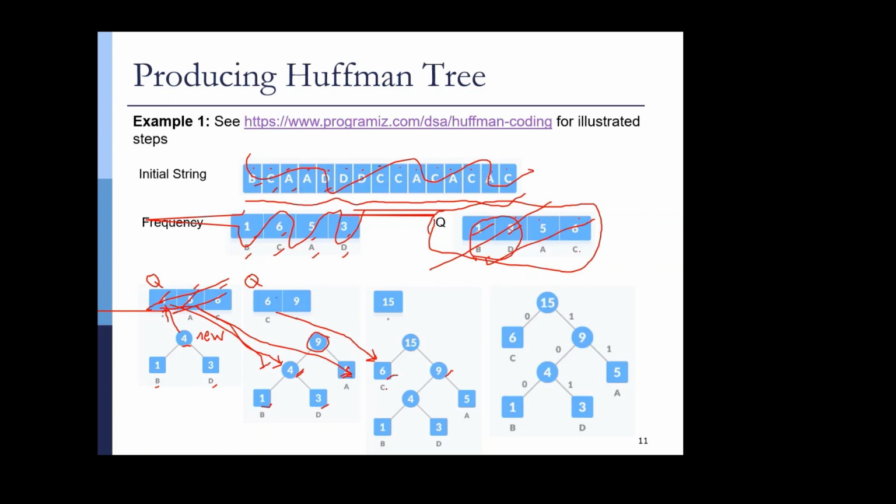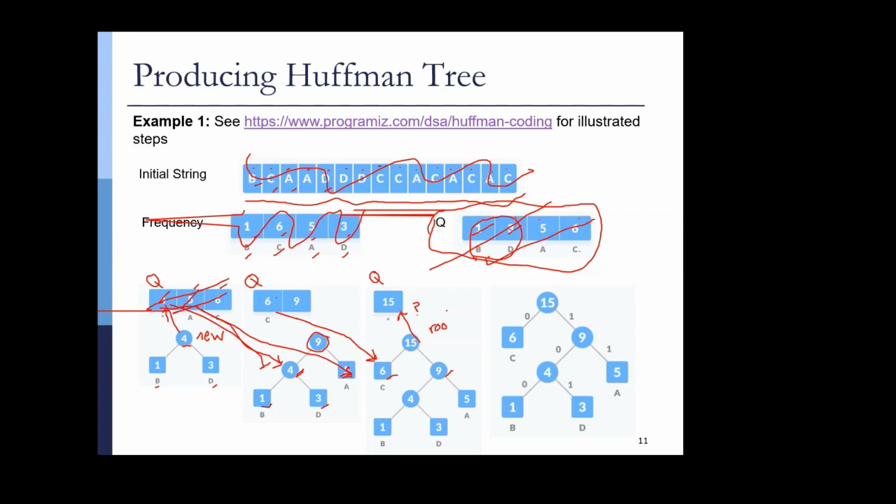So C is on the left, 9, the new node, is on the right hand side. 6 plus 9, 15. So another new node, and we use this another new node to update the queue. Now inside the queue, is there any more character? No more character already, yeah? You see, all the characters are no more already. So we are only left with a new node. So that means the new node here is the root. This new node is the root.